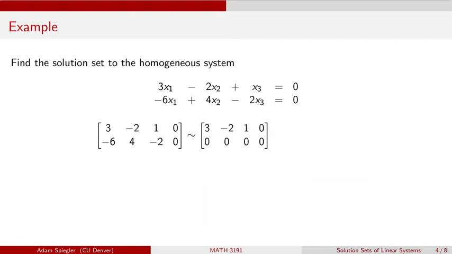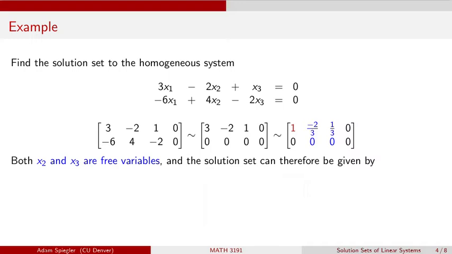And so to continue and write this in reduced row echelon form means we just need to scale row 1 by 1/3. So I divide everything in row 1 by 3, and this gives me a top row of 1, minus 2/3, 1/3, 0. So here's the reduced row echelon form. And so I have a basic variable for x1 because I have a pivot here, but now x2 is a free variable and x3 is a free variable. So in this case, we have two free variables, x2 and x3. So we are going to have an infinite number of solutions. We have more than just the trivial solution here.